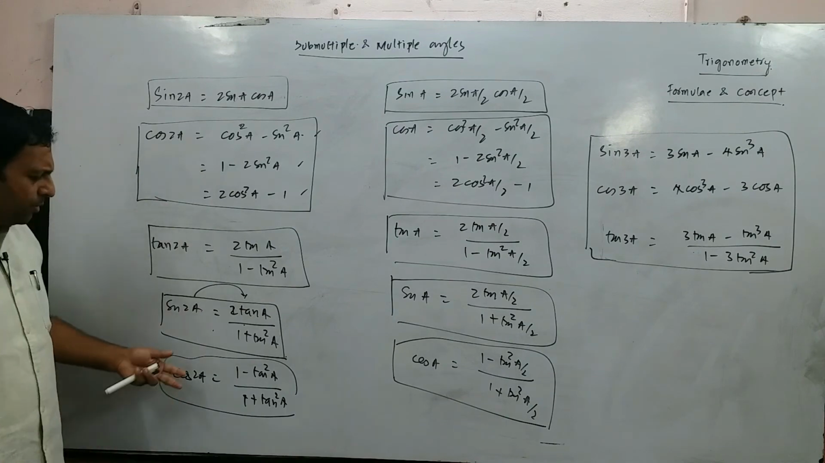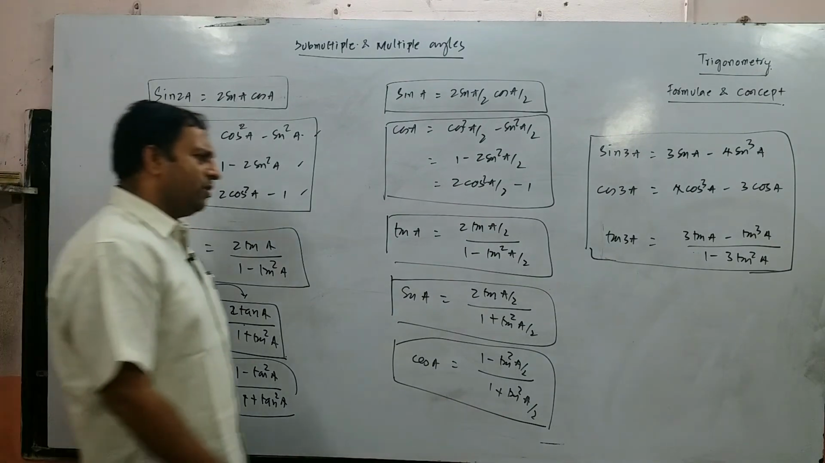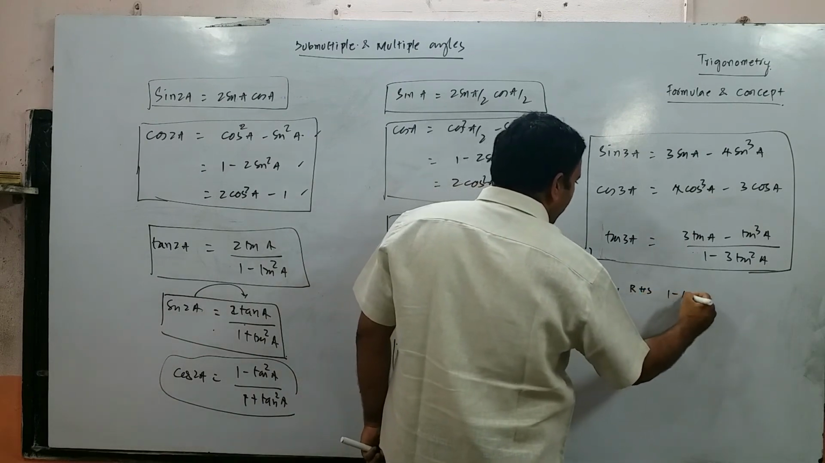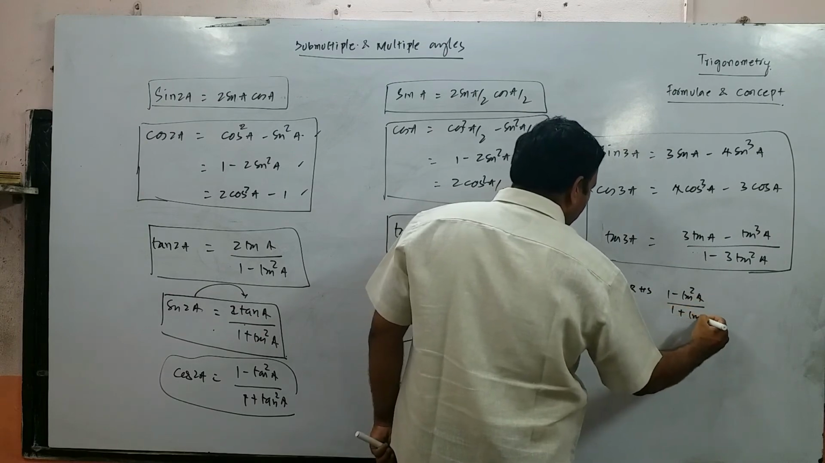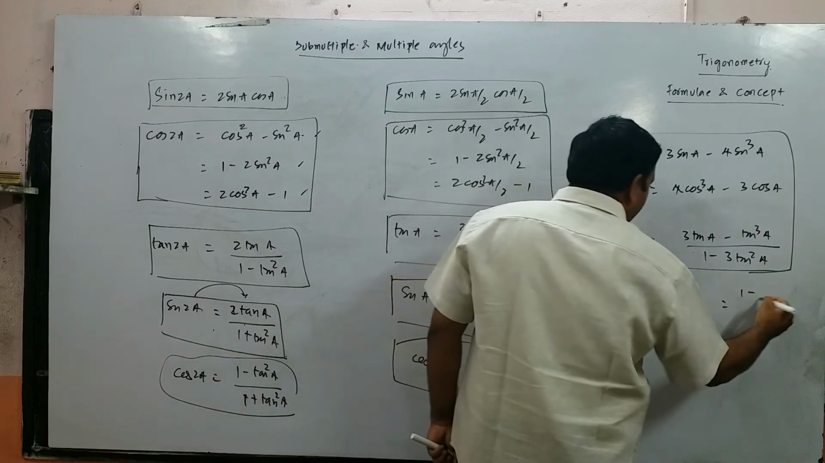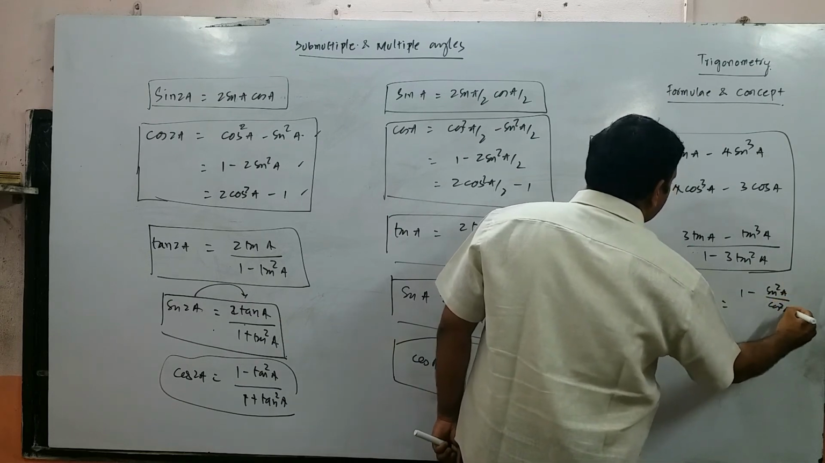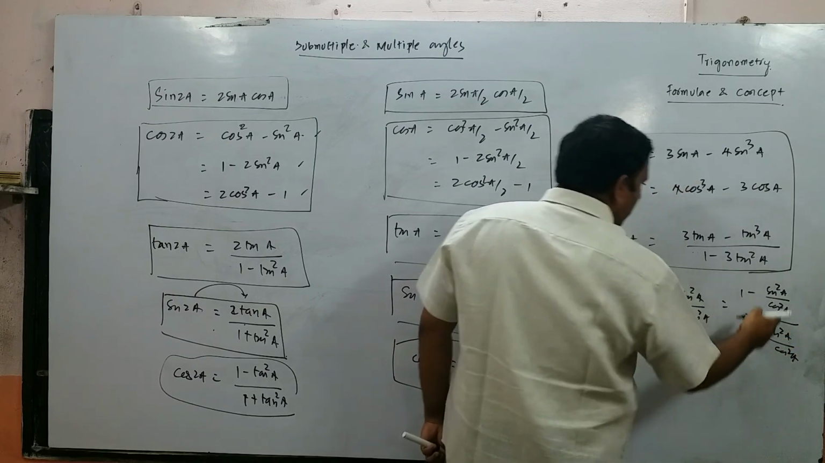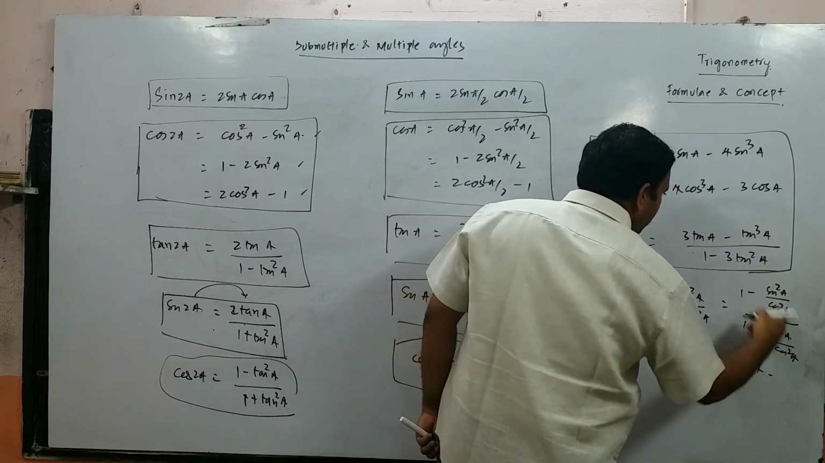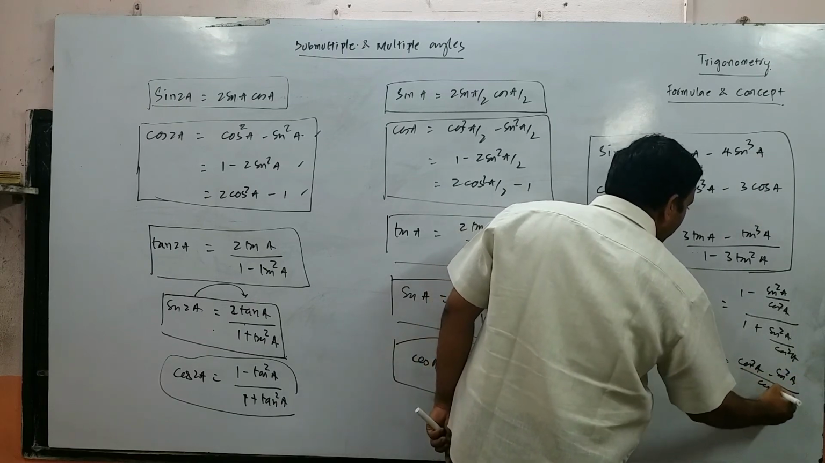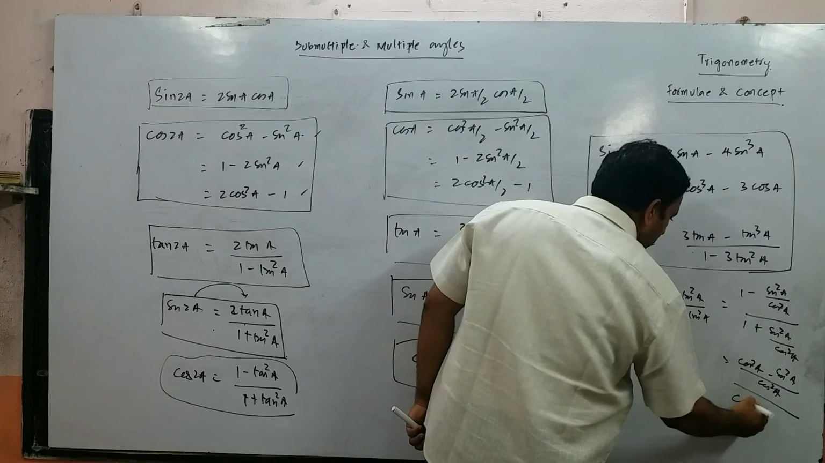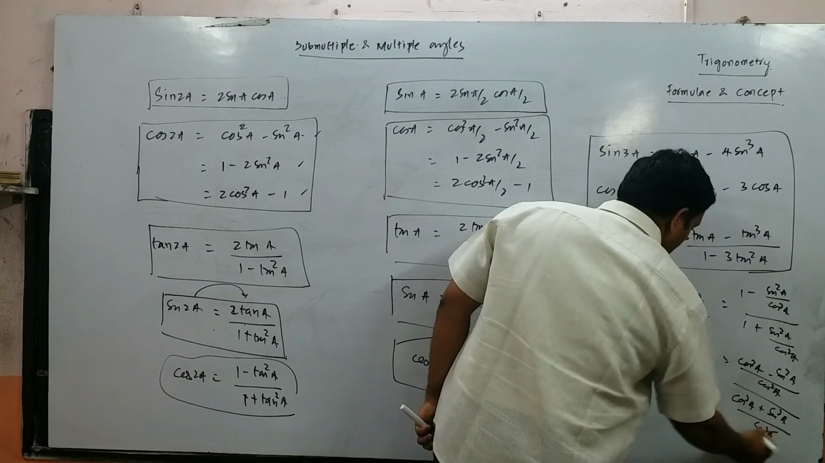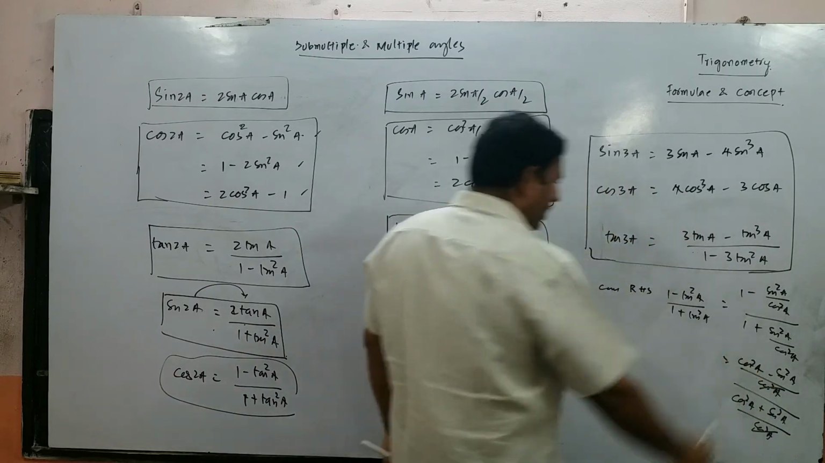Let us say if I want to prove this formula, how do you think I am going to prove this formula? Let me prove. I will say consider RHS. What is RHS? 1 minus tan square A by 1 plus tan square A, right? 1 minus tan square A can be written as 1 minus sin square A by cos square A. This is again 1 plus sin square A by cos square A. See, now what is the LCM? LCM is cos square A minus sin square A by cos square A, by cos square A plus sin square A by cos square A. Cos square A cancels.